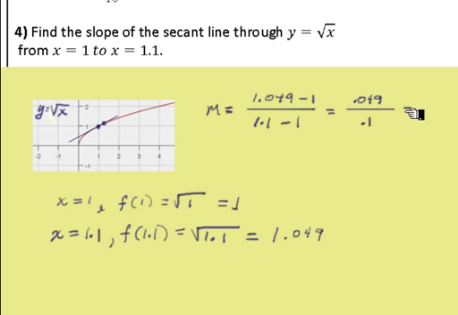Okay, now let's simplify this. We can multiply numerator and denominator by 10, and we have 0.49. So you see it's close to 1/2. That was our approximation. Close to 1/2 or 0.5. Now this line is close to the tangent line at 1, 1, and we are going to see that the slope of the tangent line is actually equal to 1/2.